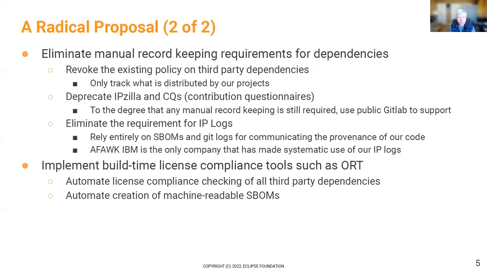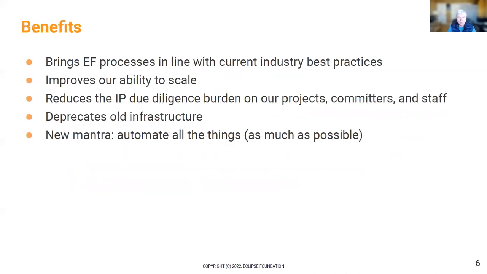And finally, really double down on automation and implement build time license compliance tools such as the Open Source Review Toolkit, or ORT. Automate the license compliance checking of all third-party dependencies. Of course, automate to the degree possible. There's always going to be some scenarios that will require human intervention. And automate the creation of machine-readable SBOMs and make those available to our downstream consumers.